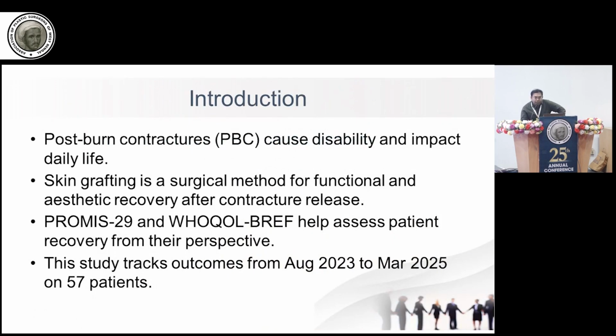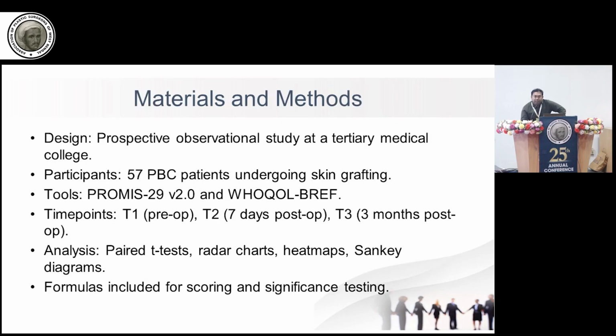One is the WHOQOL-BREF, which is the World Health Organization Quality of Life brief version. The actual version has 100 questions. This brief version has around 26 questions. This is the QOL score that we have used, and another thing we have used is PROMIS-29. This is a patient-reported outcome measures instrument having 29 items. This has been developed by the NIH in the USA.